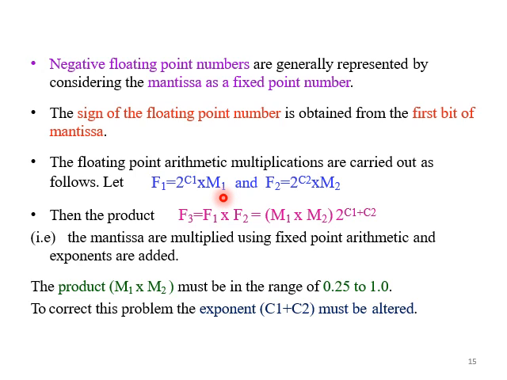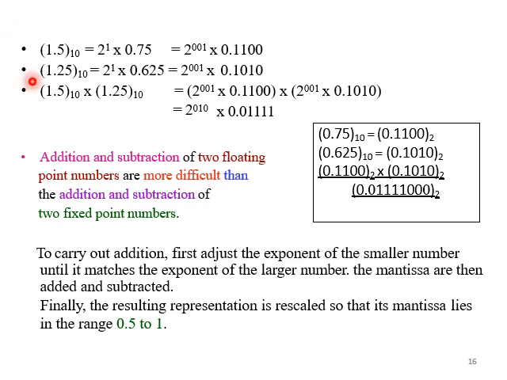What we can do is get the product of the two mantissas m1 and m2, and similarly the exponent is c1 plus c2. To correct the problem of the exponent, c1 plus c2 should be altered. I had given some examples: 1.5 in decimal, you just convert it into binary, and the binary equivalent I had also given here.